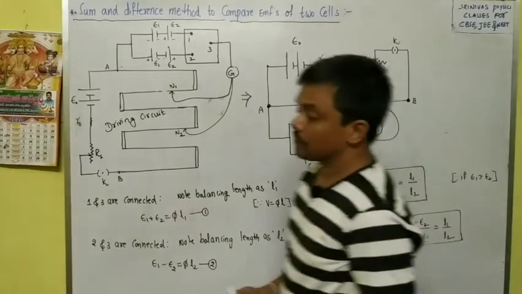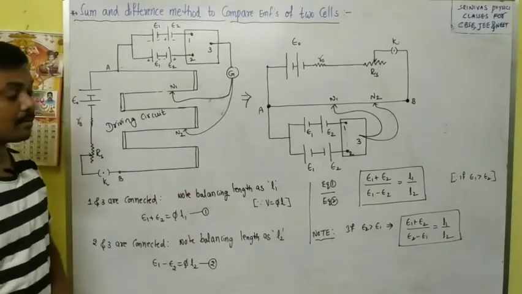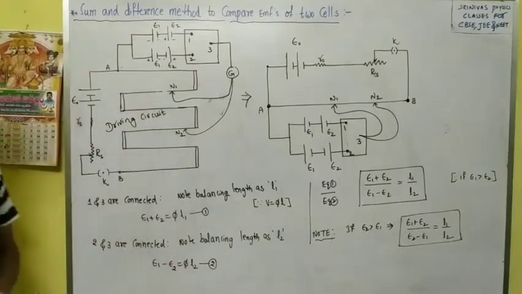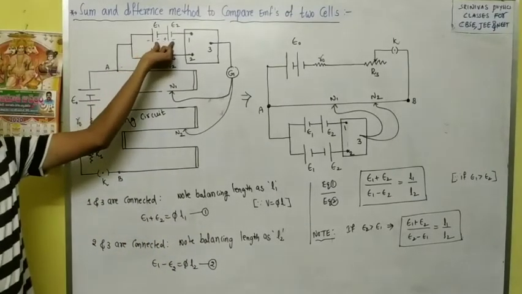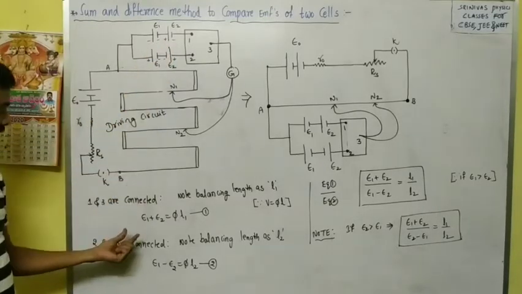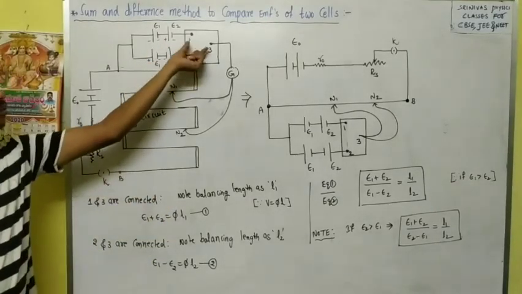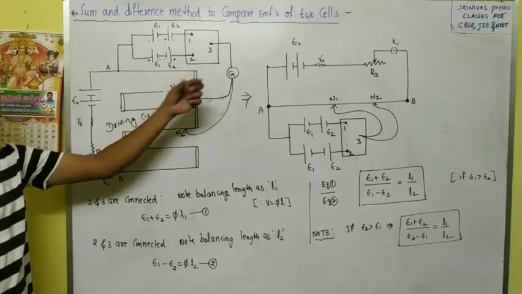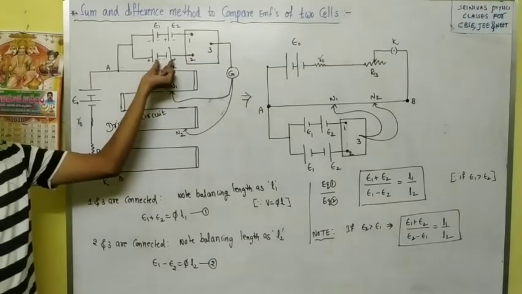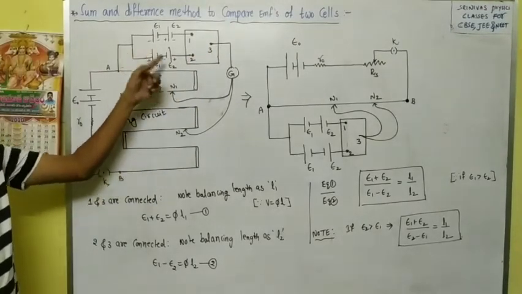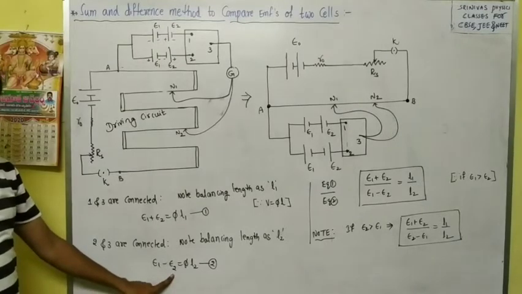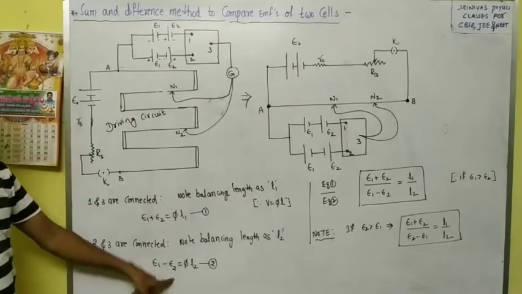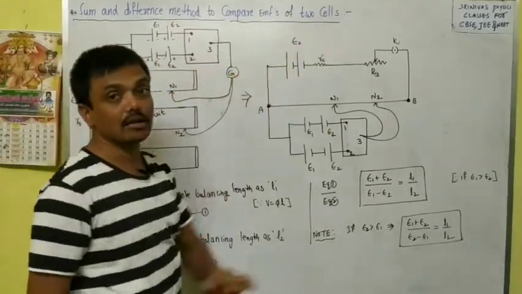And look here, this is the sum and difference method. Why do we say this is the sum and difference method to compare the EMFs of two cells? Because one time the two cells are supporting each other, total EMF E1 plus E2. When 1 and 3 are connected, two cells are supporting, right connection in series, total EMF E1 plus E2. But when 2 and 3 are connected, wrong connection in series, the two cells are opposite. Then the effective EMF we got is the difference. That means one time sum is there and other time difference is there. This is the sum and difference method to compare the EMFs of two cells.